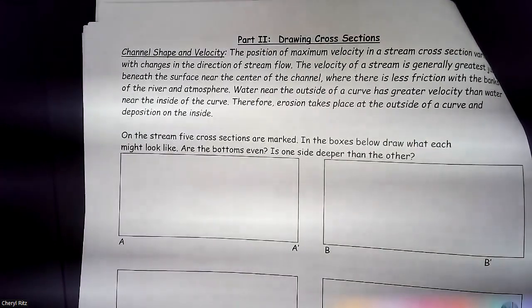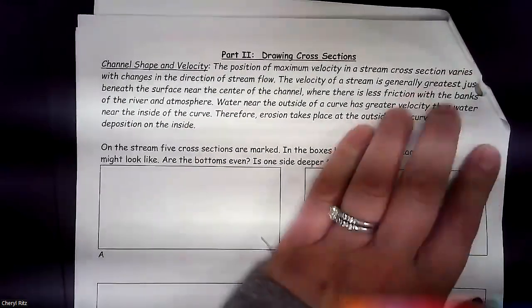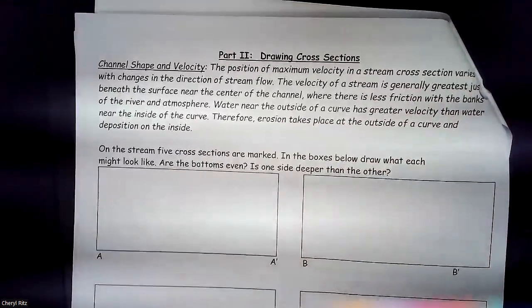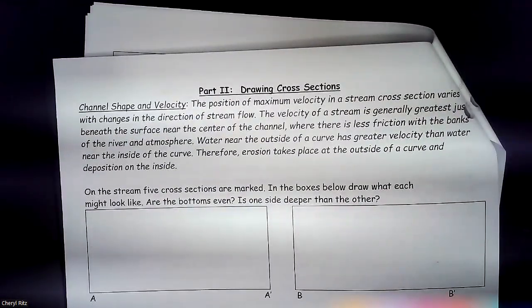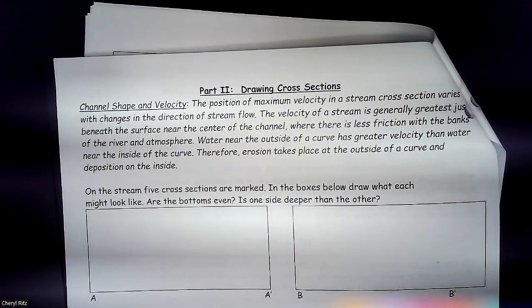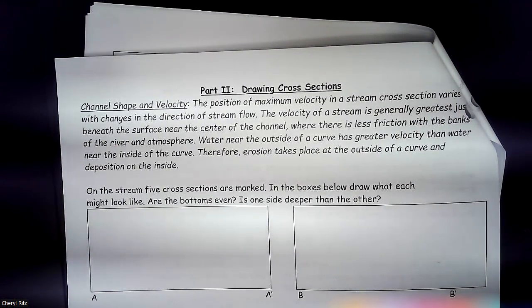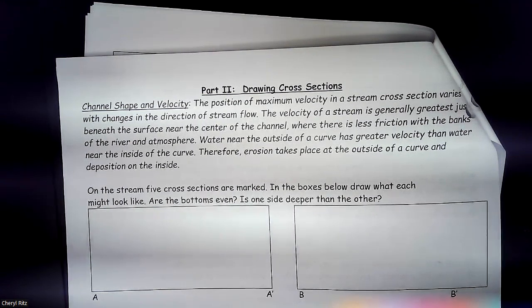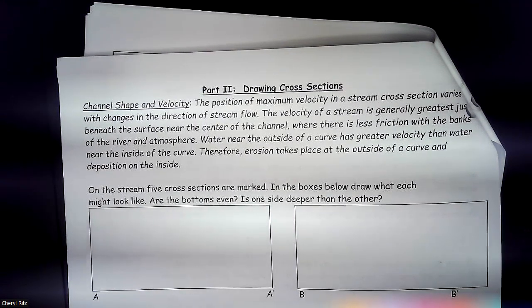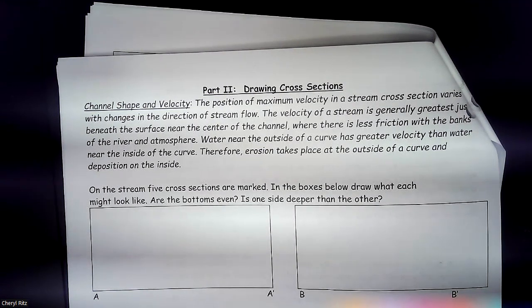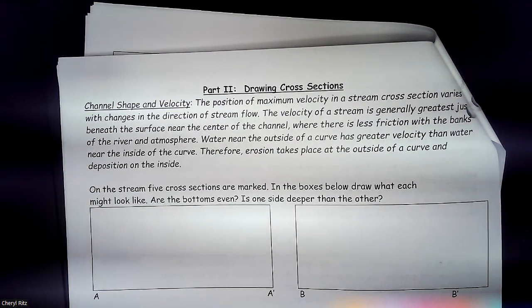It says channel shape and velocity. The position of maximum velocity in a stream cross-section varies with changes in the direction of the stream flow. The velocity of the stream is generally greatest just beneath the surface near the center of the channel, where there is less friction with the banks of the river and the atmosphere. Water near the outside of a curve has a greater velocity than on the inside of a curve. Therefore, erosion takes place on the outside of a curve and deposition on the inside.